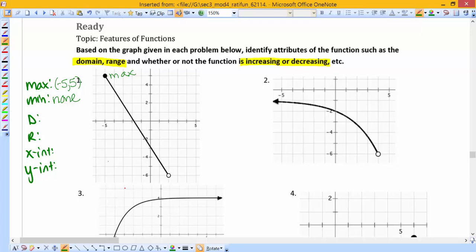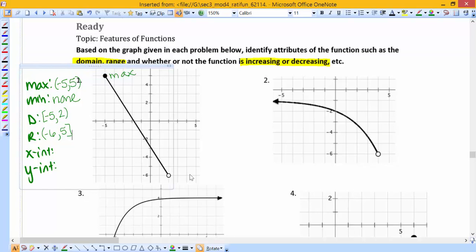Domain is your x values. So from here, this is the furthest left x, and it goes all the way to here. Well, that x value is -5. It gets a bracket because it is a closed circle. And this x value is 2, and it gets a parenthesis because it is an open circle. Range is your y values. Here is your bottom y value at -6 with the parenthesis, up to 5 with the bracket, again, because of the open and the closed circles.